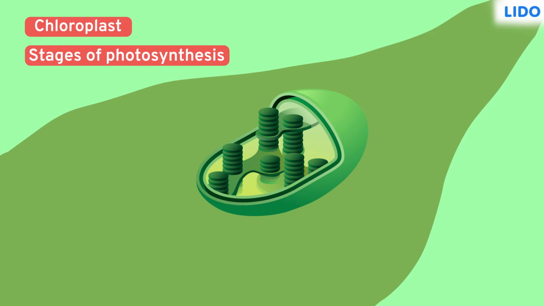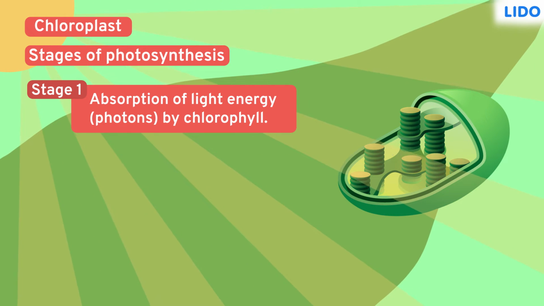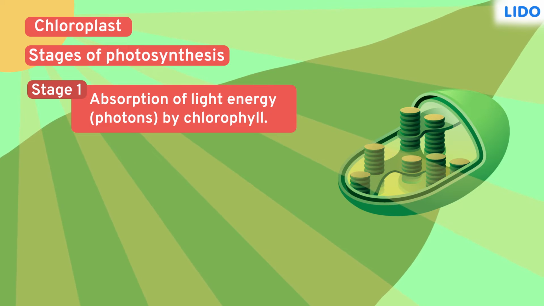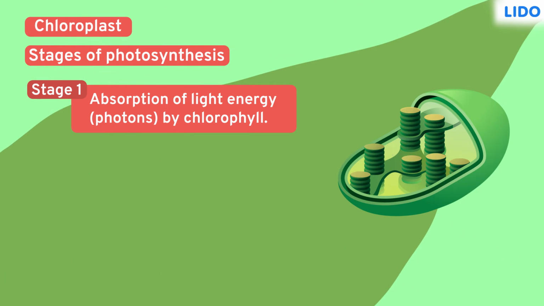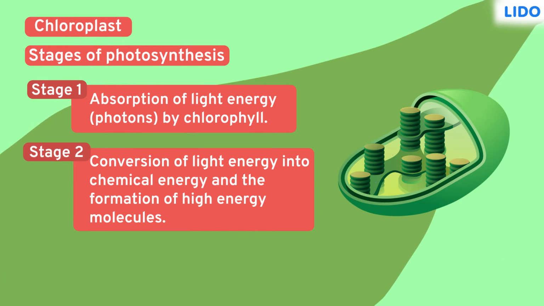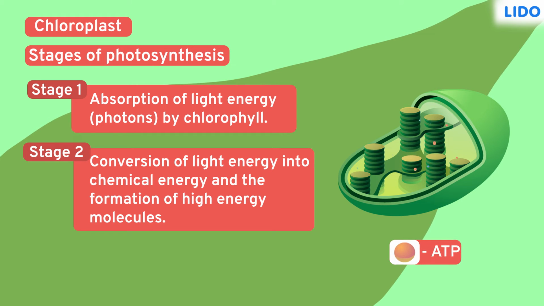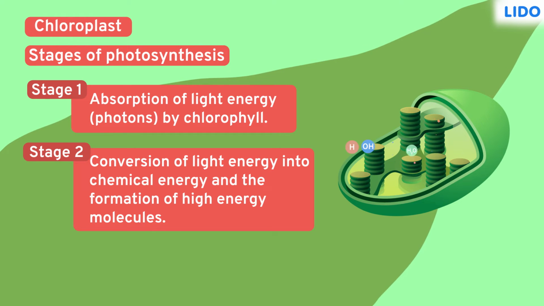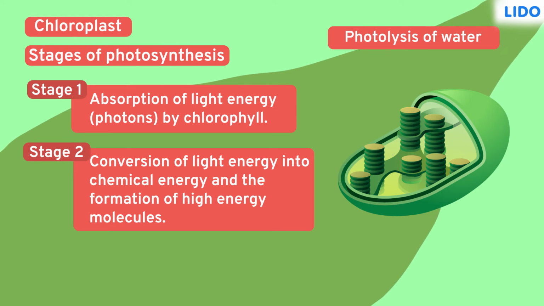In the first part, absorption of light energy, photons, by chlorophyll takes place. In the second part, the absorbed light energy is converted into chemical energy in the form of ATP and other high energy molecules. During this part, the water molecules in the leaves, obtained from the roots, use the light energy to split into hydrogen and oxygen. This breaking of water molecules using light energy is called photolysis of water.